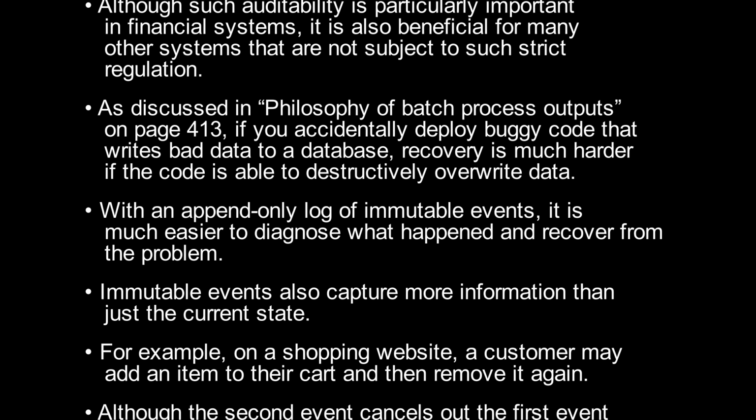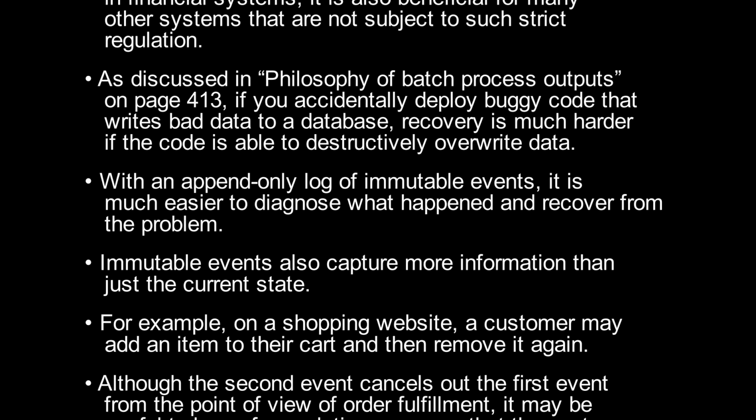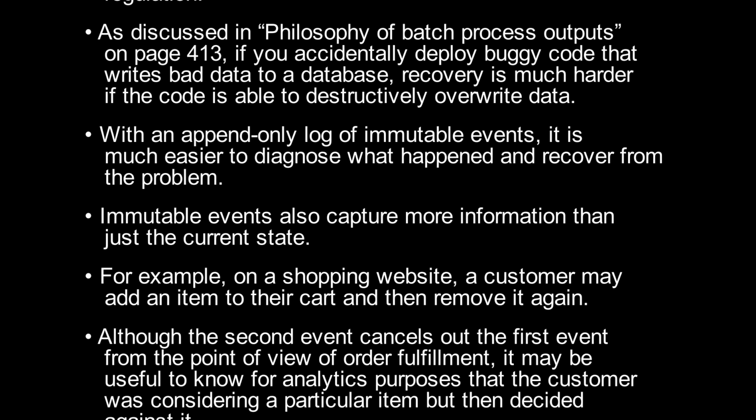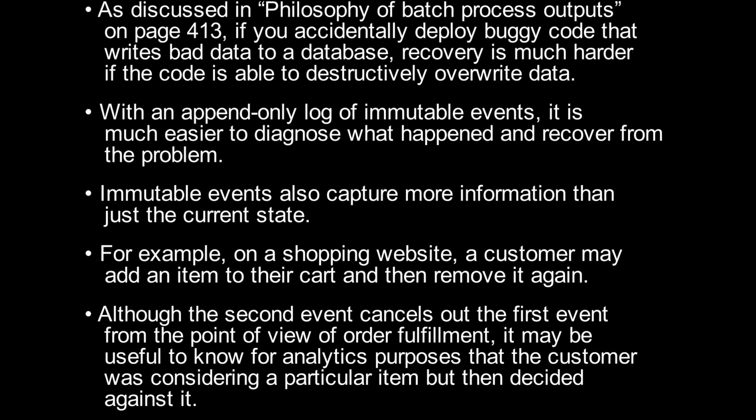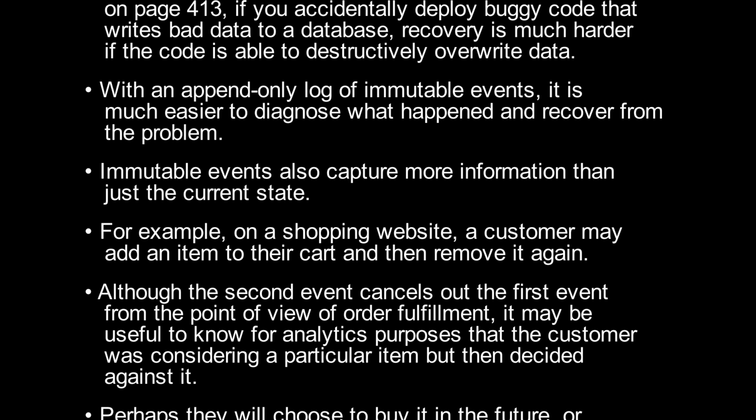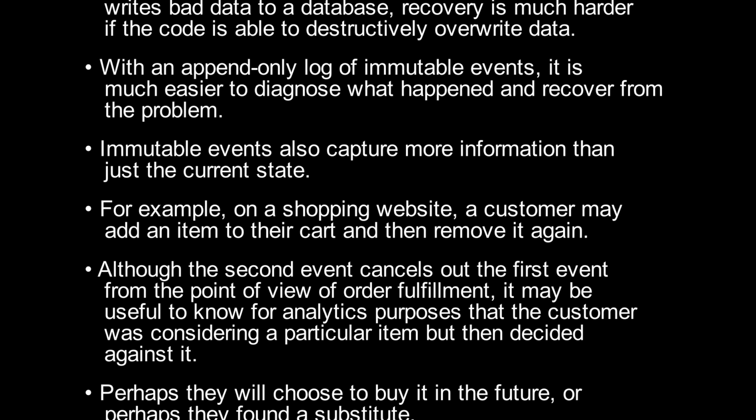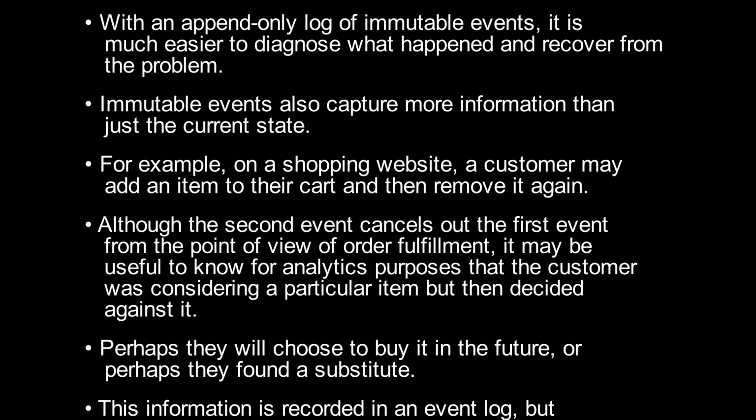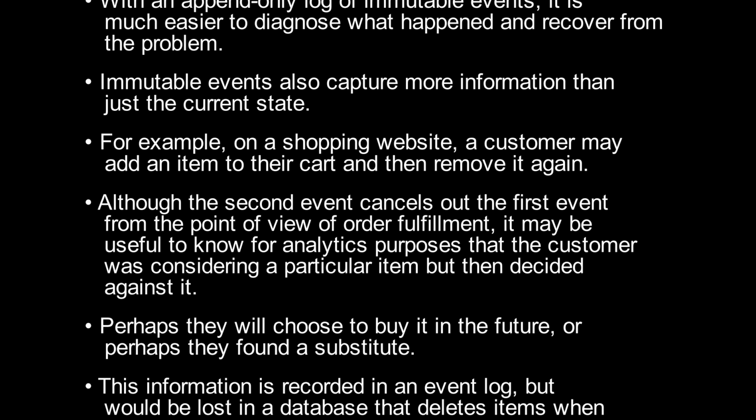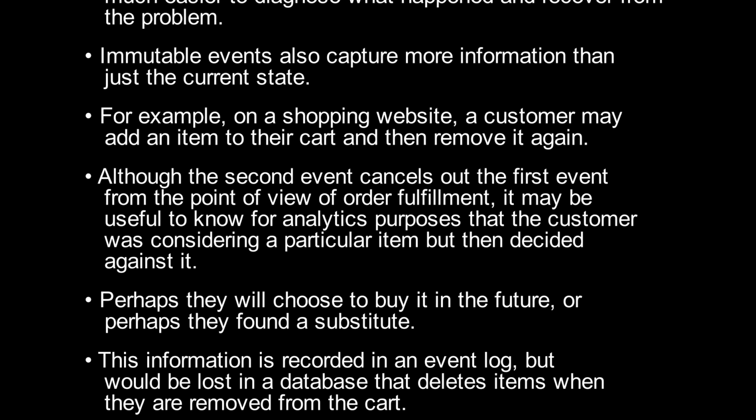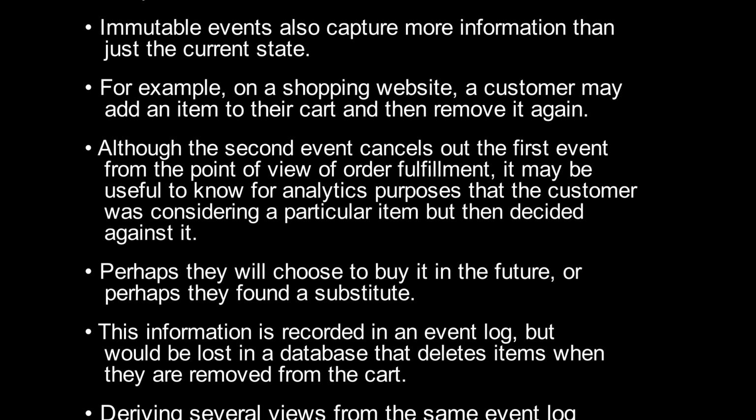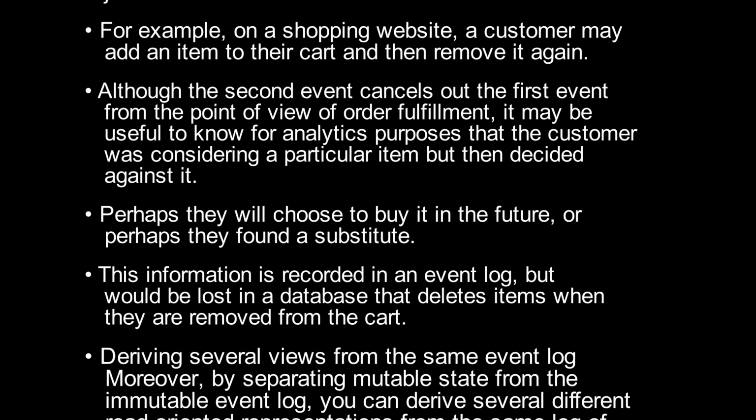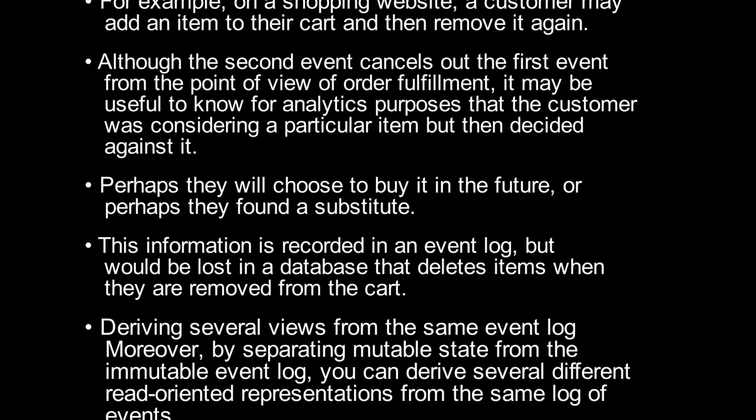Immutable events also capture more information than just the current state. For example, on a shopping website, a customer may add an item to their cart and then remove it again. Although the second event cancels out the first event from the point of view of order fulfillment, it may be useful to know for analytics purposes that the customer was considering a particular item, but then decided against it. Perhaps they will choose to buy it in the future, or perhaps they found a substitute. This information is recorded in an event log, but would be lost in a database that deletes items when they are removed from the cart.